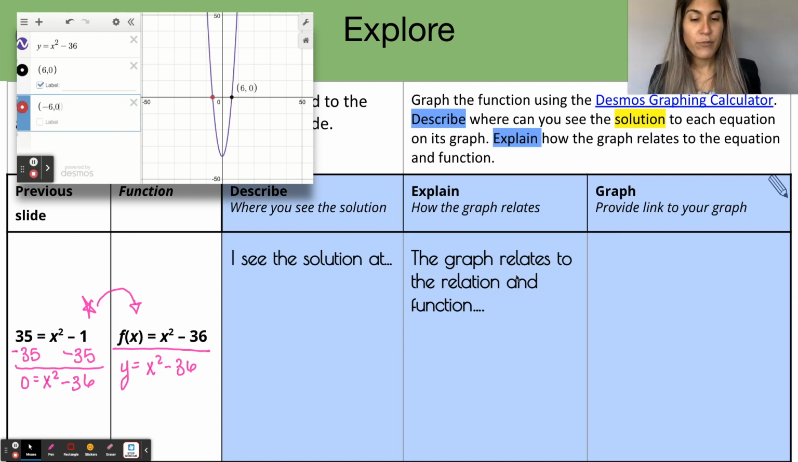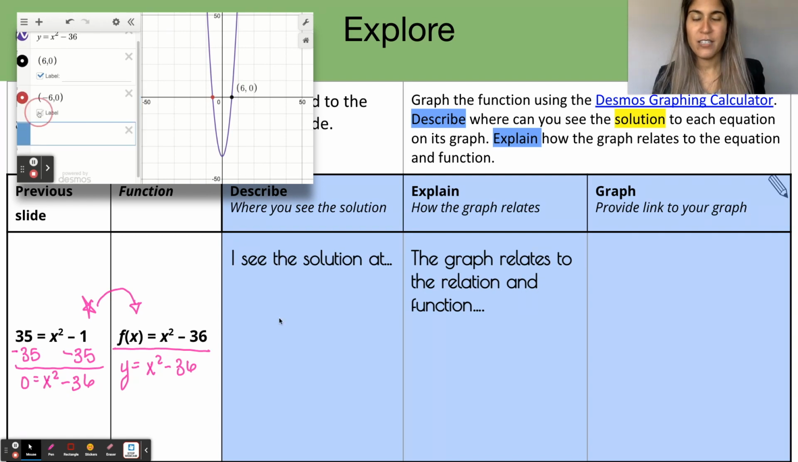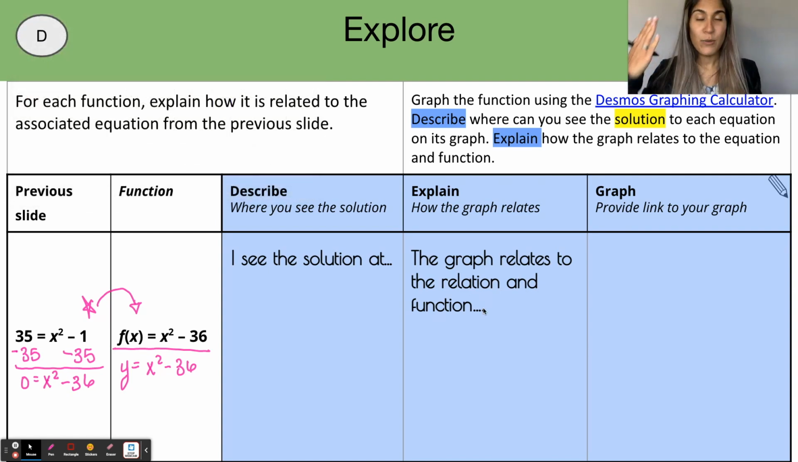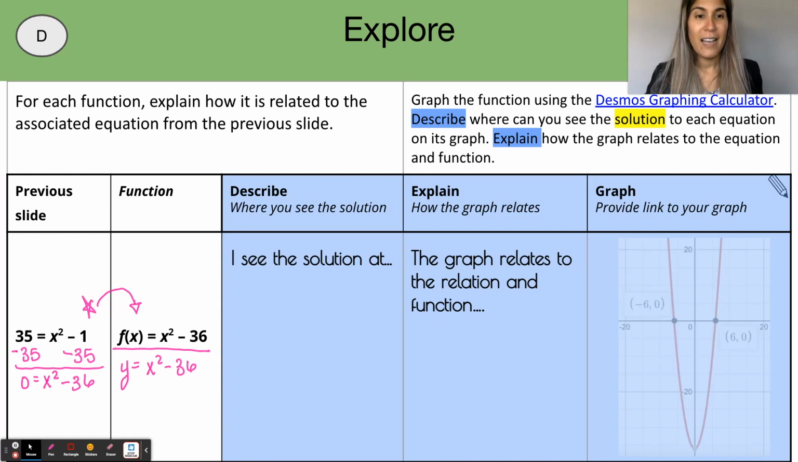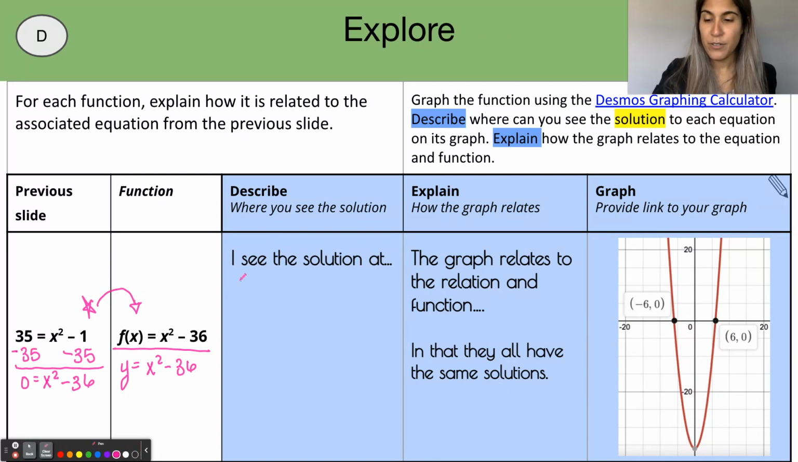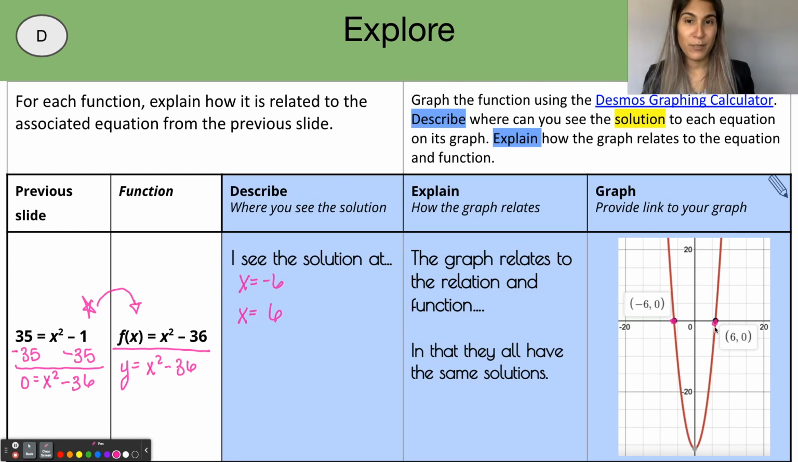The graph relates to the equation and the function. So how does it relate? So this is a sentence starter for you. The graph relates to the equation and the function in that. So look at your graph carefully and see how it relates, in that they all have the same solution. Okay, so you should write down that your solution is x equals -6 and x equals 6. And I have here that these are the solutions from the graph.